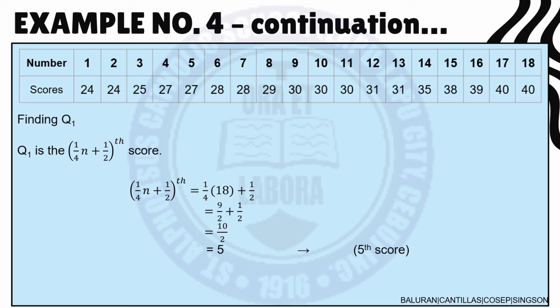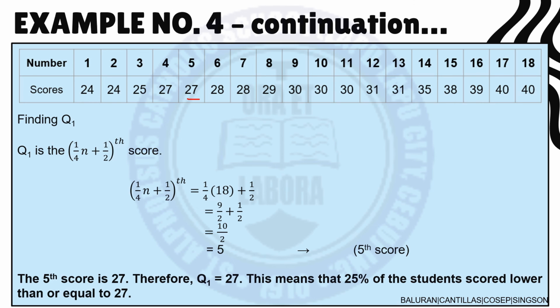Then let us now locate the fifth score from our given data. The fifth score in the given data is 27. Therefore, the first quartile is equal to 27. This means that 25% of the students scored lower than or equal to 27.